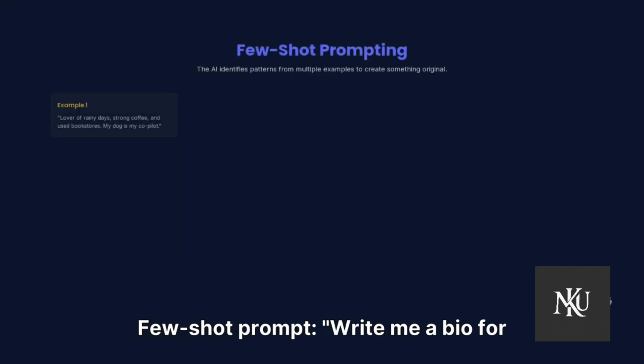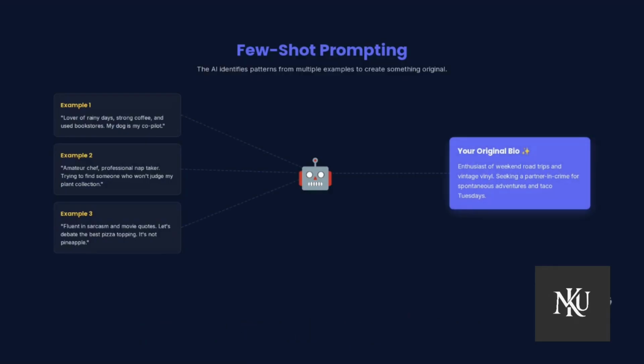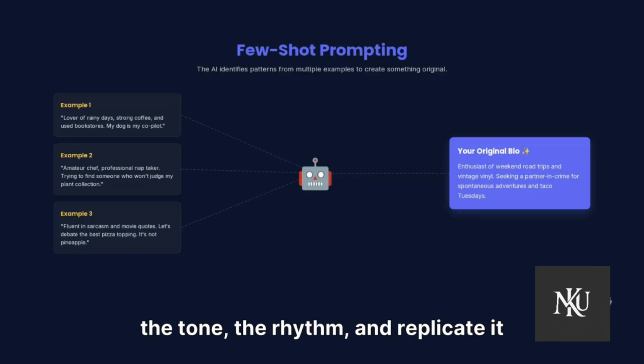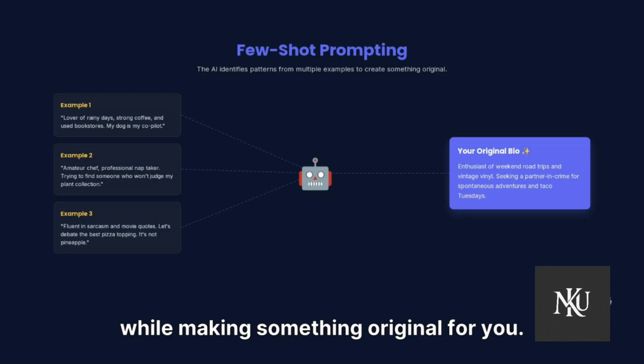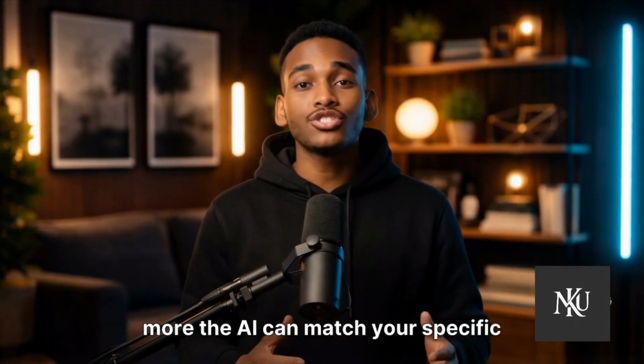Few-shot prompt. Write me a bio for Bumble. Here are 3 examples of the style I want. And then you list 3 bios you actually like. Now the AI can identify the pattern, the tone, the rhythm, and replicate it while making something original for you. The more relevant examples you provide, the more the AI can match your specific style and goal.